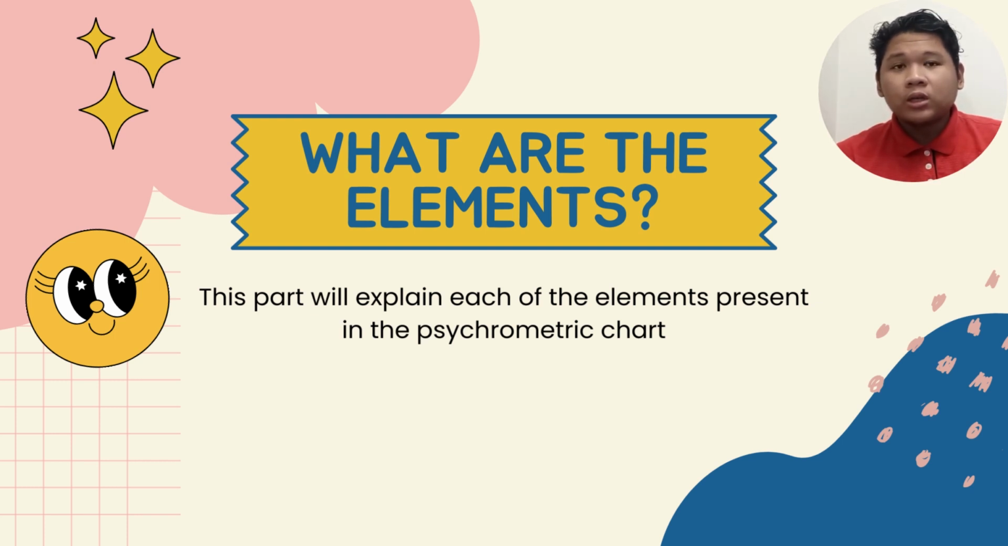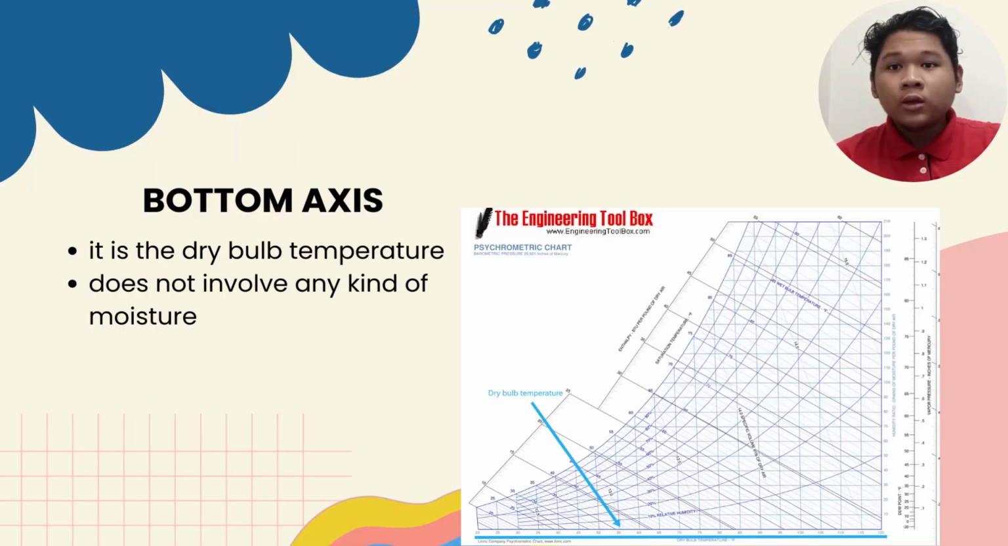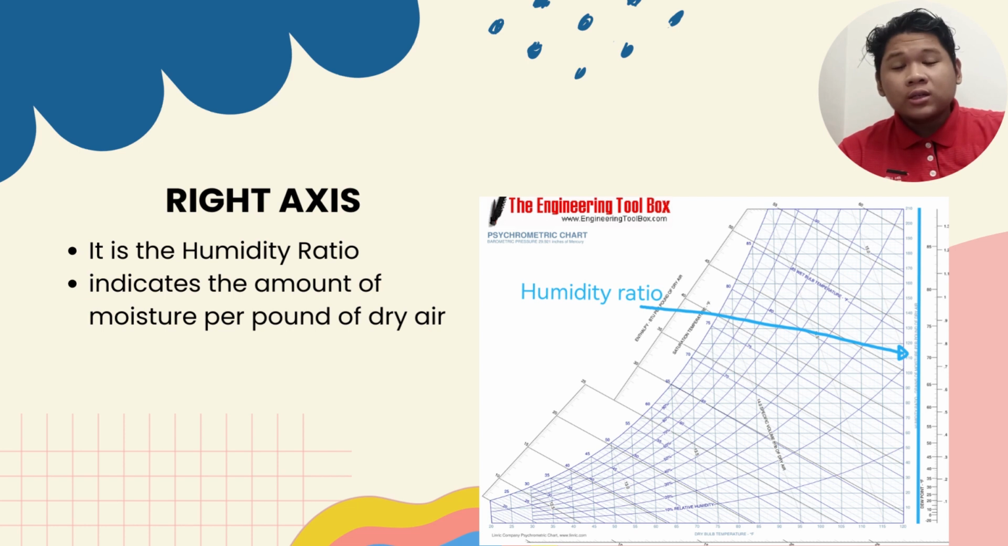I'll be explaining how to read the psychrometric chart. First and foremost, we need to know about the elements that are present in the psychrometric chart. Firstly, the bottom axis indicates the dry bulb temperature, and it does not involve any kind of moisture. On the right axis, on the other hand, it indicates the humidity ratio, also known as grain. The humidity ratio indicates the amount of moisture that is present in a pound of dry air.